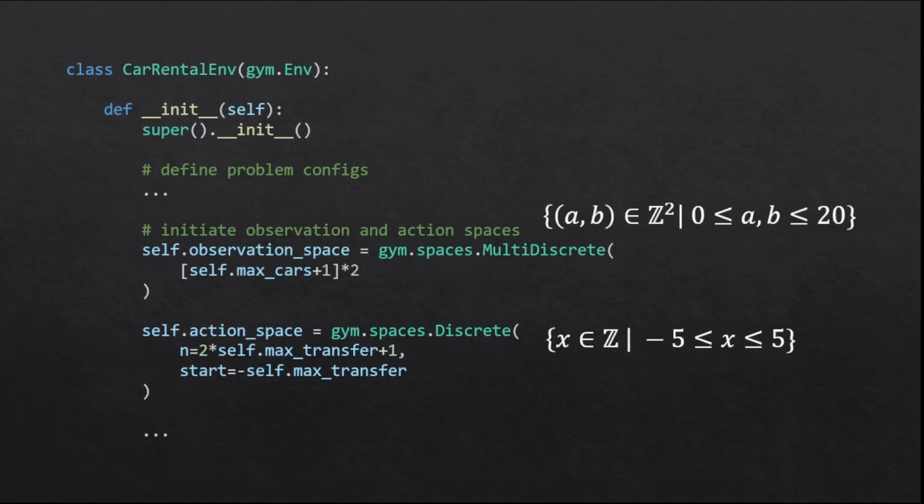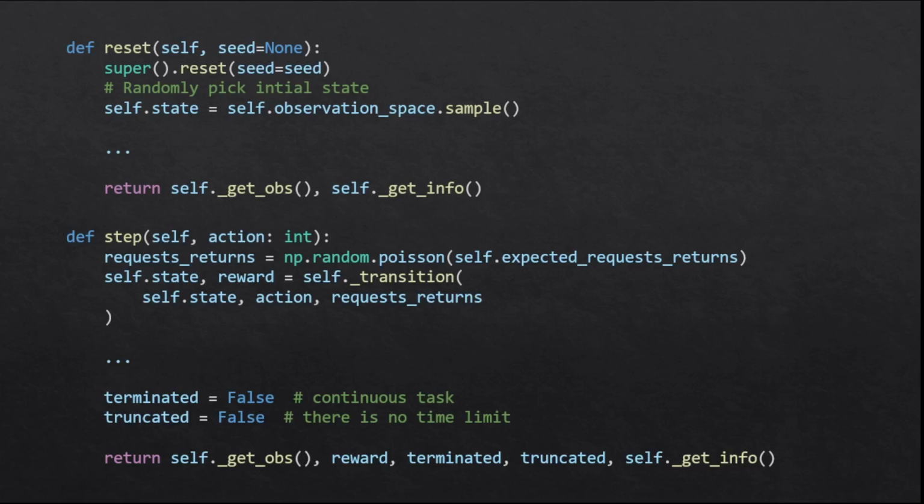There are several types of spaces offered by Gymnasium, starting from the fundamental spaces like the ones I use to the composite spaces for more complex tasks. So please check it out and use the one that is suitable for your environment. For the reset and step methods, they are quite straightforward, but it is recommended that we define private functions that return observation and information. And in the step method, the logic of the state transition should be specified here as well as the reward calculation function.